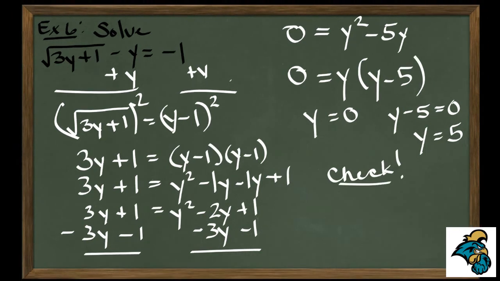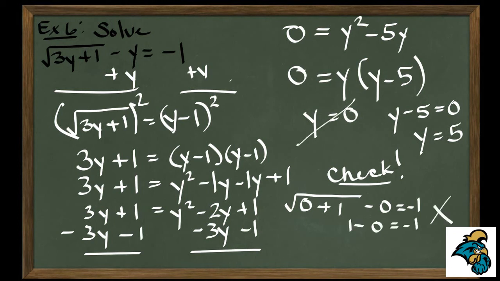Remember to check. To check this one, I'm first going to use y equals 0. When I plug y equals 0 in, I get the square root of 3 times 0, which is 0, plus 1, minus, I'm going to plug 0 in for y again, and that should equal negative 1. Well, what is 0 plus 1? 1. What is the square root of 1? 1. And what is 1 minus 0? Well, it's not equal to negative 1. So I can go ahead and eliminate y equals 0 as one of my solutions.